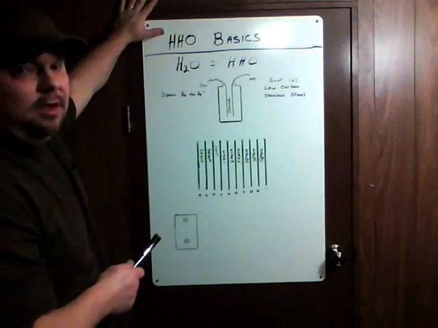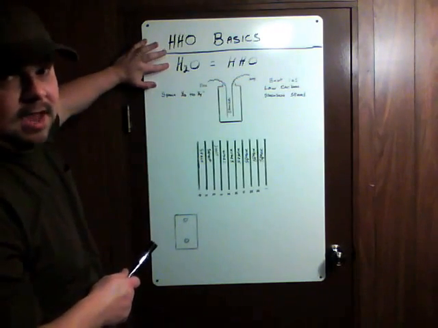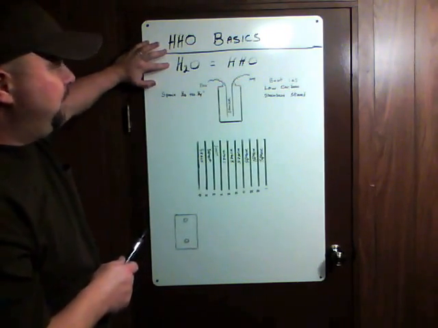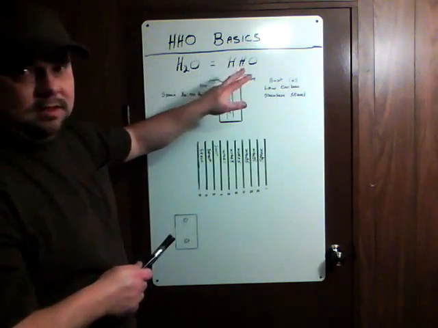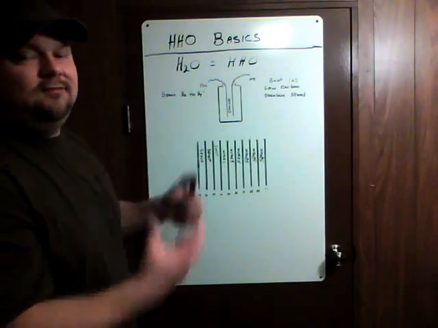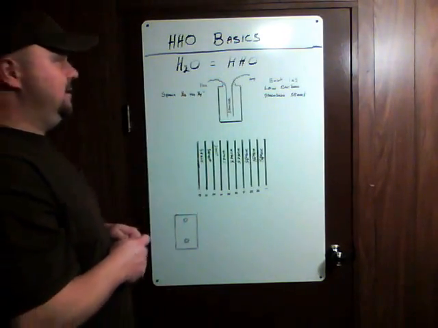HHO obviously comes from water. There's a molecular bond between hydrogen and oxygen that creates water. By pumping electricity through that water, we break that molecular bond, and then we end up with two hydrogen and one oxygen atom that leave the water in a gaseous state. That's where you get all the bubbles from, okay?